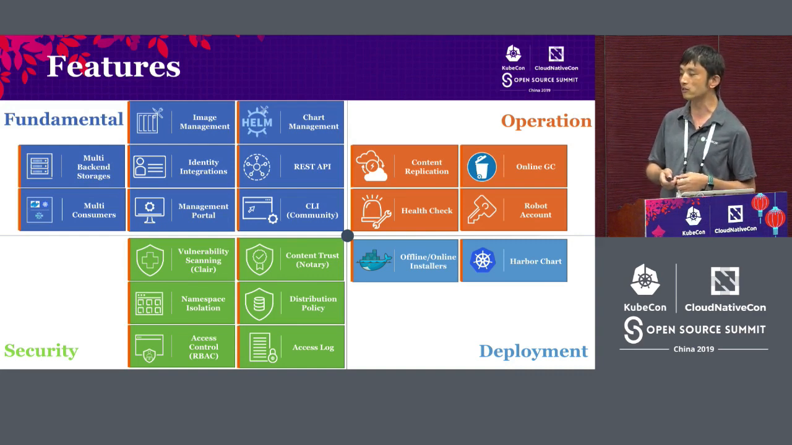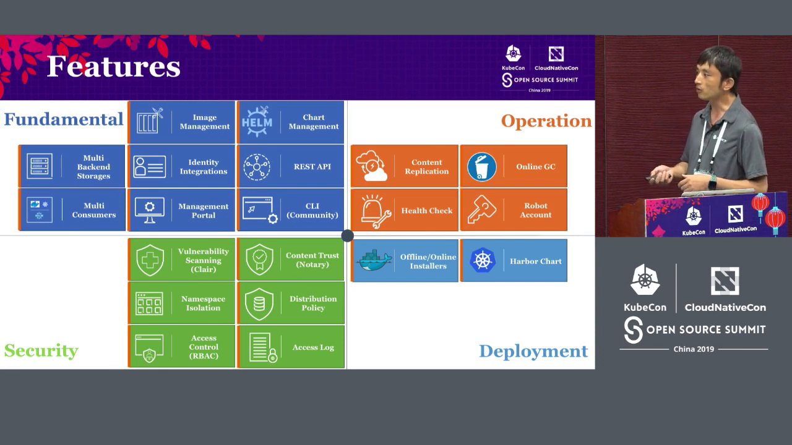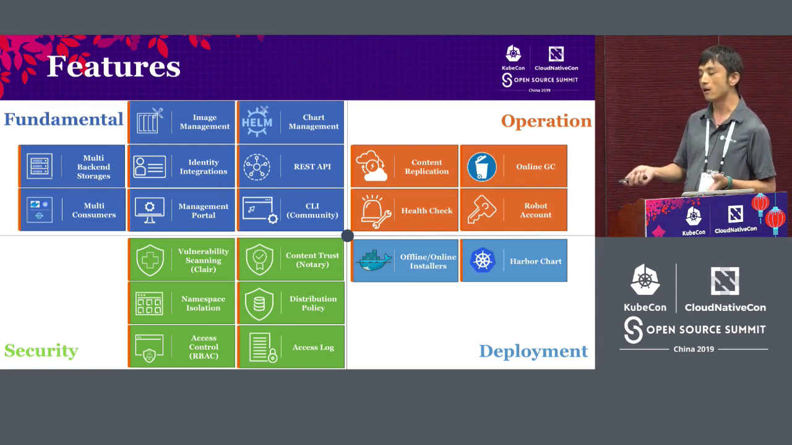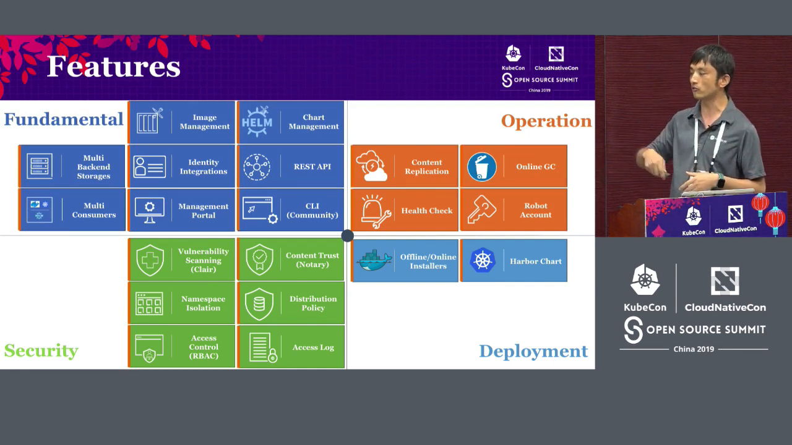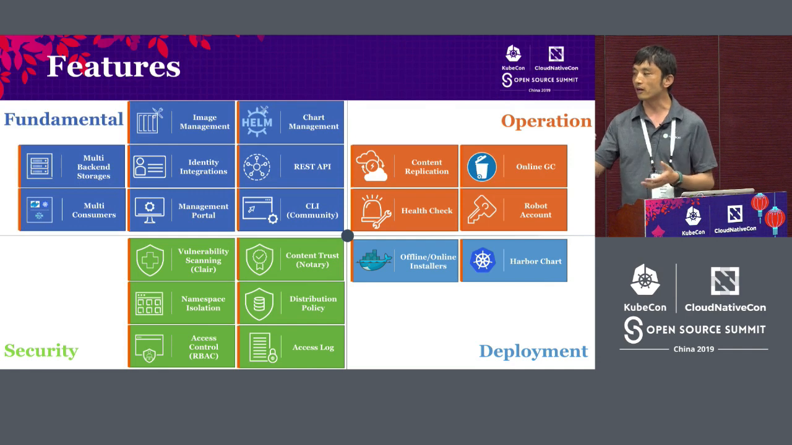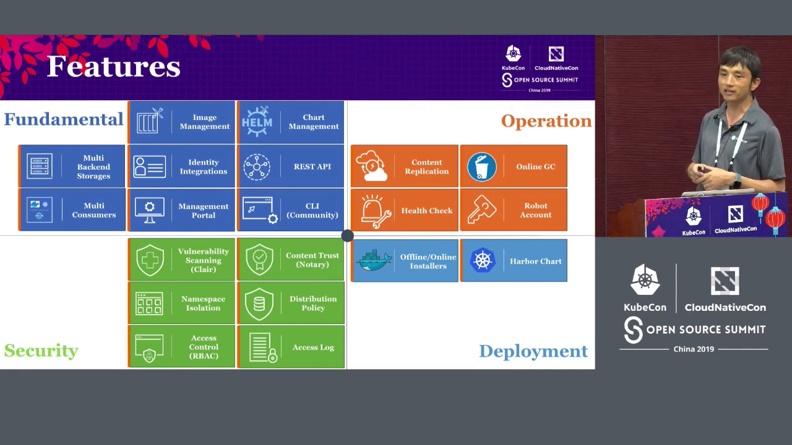We also have RBAC, the access control. We can use different roles to manage, and entrust them with different capabilities. We also have the access log, and it will record everything. Then for operations, we have the strong feature of content replication. In Harbor, we can replicate to another Harbor, and in the 1.8 release, from Harbor to other non-Harbor registries, we support image replication. It is two-way, from local to the far end, and also the other way around.